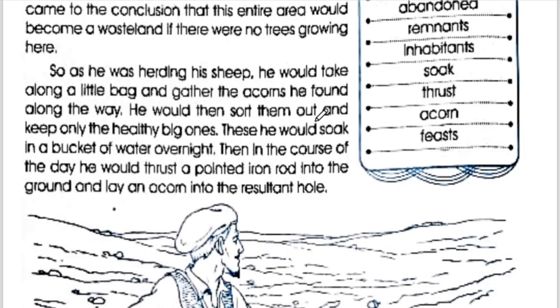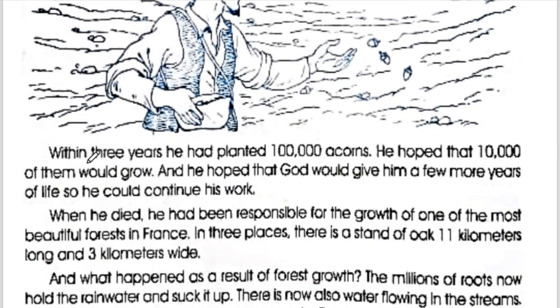He would then sort them out and keep only the healthy big ones. These he would soak in a bucket of water overnight. Then, in the course of the day, he would thrust a pointed iron rod into the ground and lay an acorn into the resultant hole. Within 3 years, he had planted 100,000 acorns. He hoped that 10,000 of them would grow, and he hoped that God would give him a few more years of life so he could continue his work.